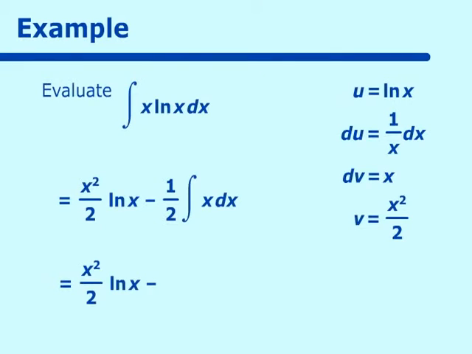x squared over 2 ln of x minus 1/2 x squared over 2. So this is 1/4 x squared plus our constant. So in this case, we had to choose the ln of x for our u because we could not take its antiderivative. So let's go on.